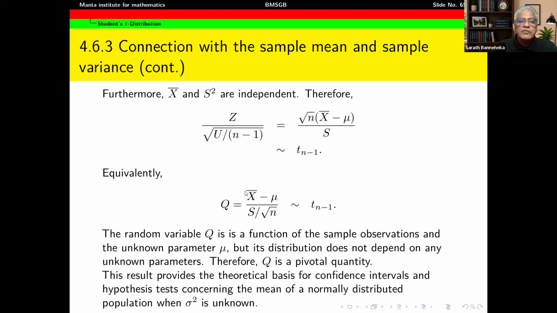So this is a function of the observed random variables and parameter. But the distribution of this quantity T n minus 1 doesn't contain any parameter. So such a quantity, which is a function of the data and a parameter whose distribution doesn't contain any parameter, is called a pivotal quantity.